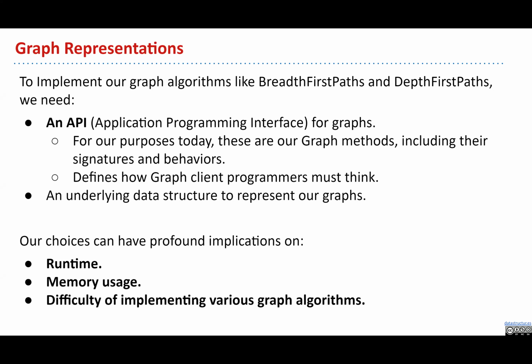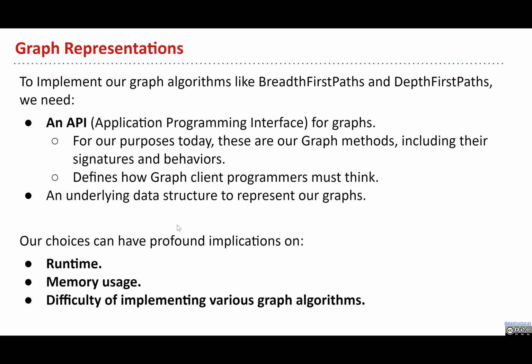So in order to implement breadth first paths or depth first paths, those demos I've done where you get the edge to and the distance to array, we need first some kind of API for graphs. An API stands for this set of words, but it basically just is the set of methods and how they're supposed to behave. Okay. And so this is going to define how you as a graph programmer have to think. You have to use the methods that the graph gives you. And then the other thing we need to do is after we pick the interface, we need to pick the implementation.